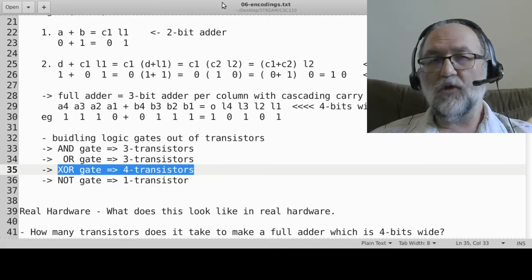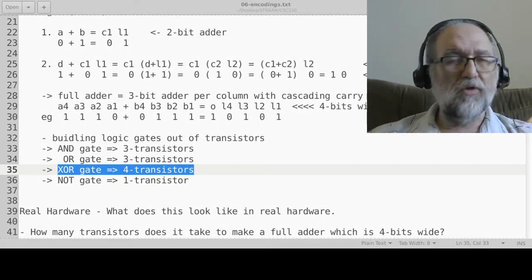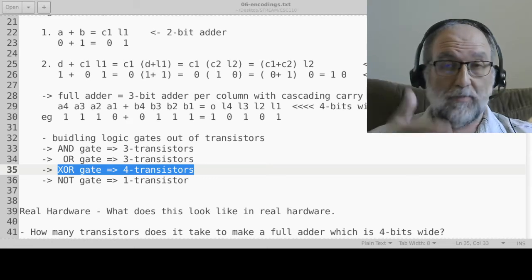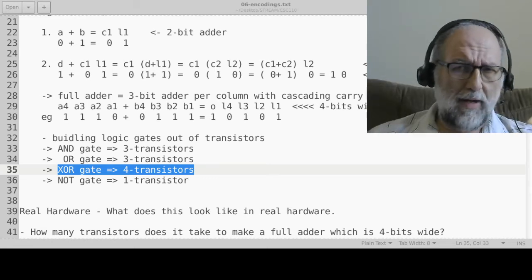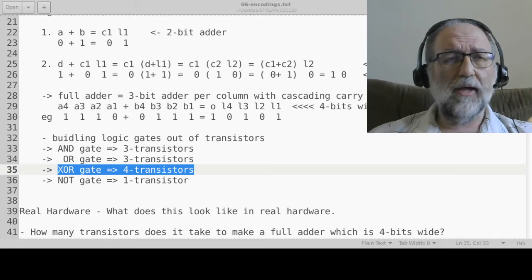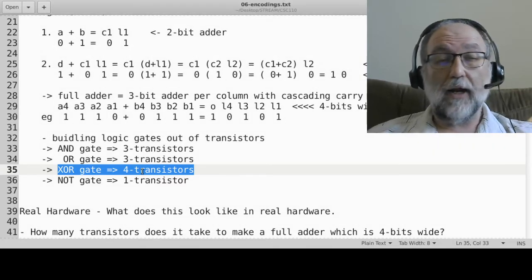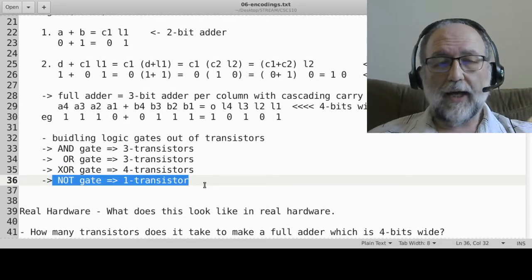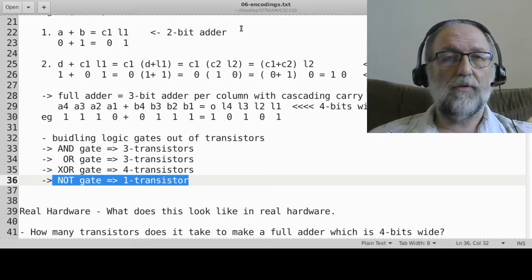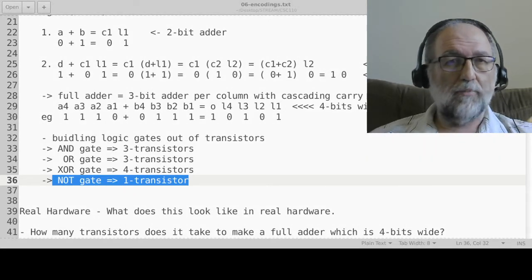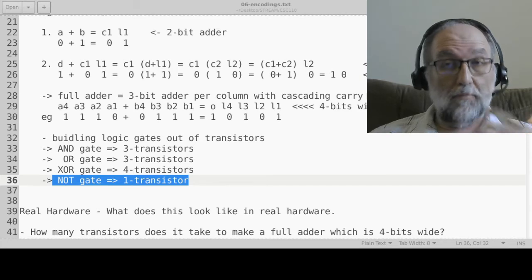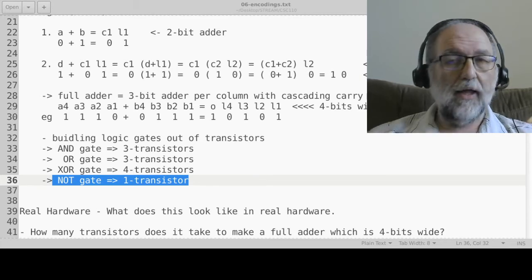I skipped the exclusive OR because I didn't want to overwhelm you with too many different possibilities, okay? And there are lots of gates besides just the ones that I've given you, but they can all be made out of transistors. But we skipped the exclusive OR, but the exclusive OR can be made out of 4 transistors, and the NOT gate can be made out of 1 transistor, okay?